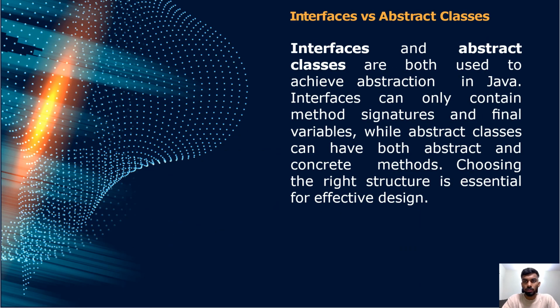Let's know about interfaces and abstract classes. Interfaces and abstract classes are both used to achieve abstraction in Java. Interfaces can only contain method signatures and final variables, while abstract classes can have both abstract and concrete methods. Choosing the right structure is essential for effective design.